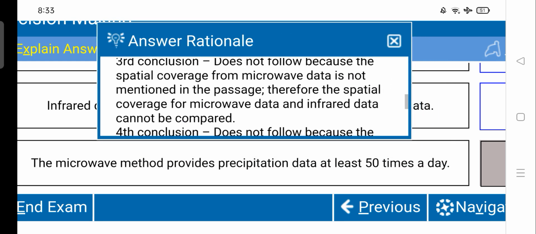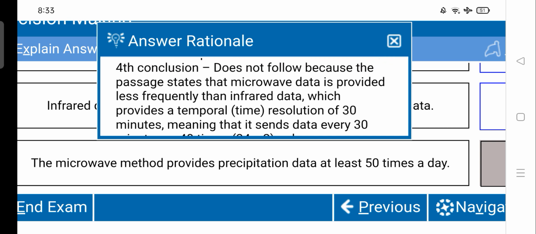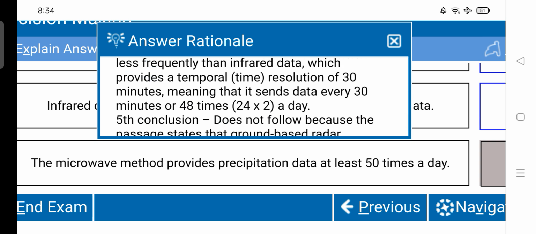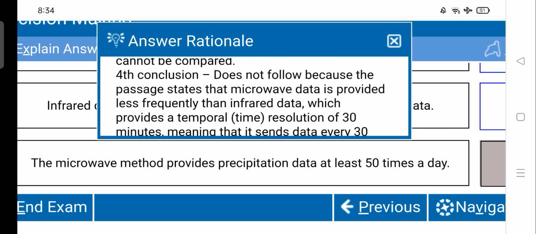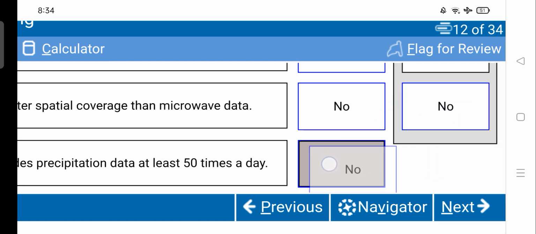The fourth conclusion, which says that the microwave method provides precipitation data at least 50 times a day, does not follow because the passage states that microwave data is provided less frequently than infrared data, which provides a temporal resolution of 30 minutes, meaning that it sends data every 30 minutes or 48 times a day. So we have this reason by which we can say that the fourth conclusion does not follow. So we will drag a no and drop it here.